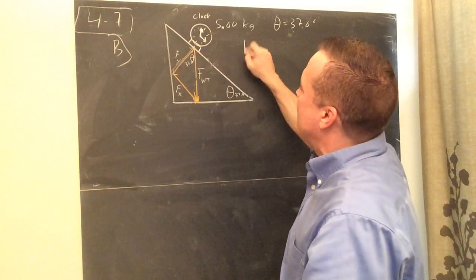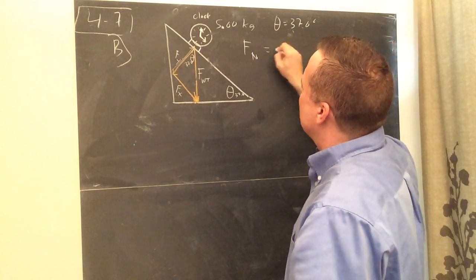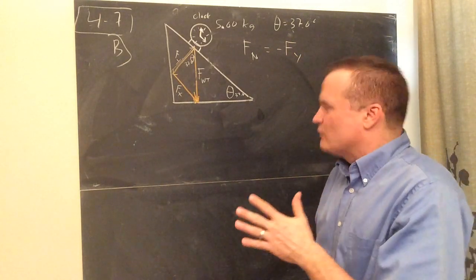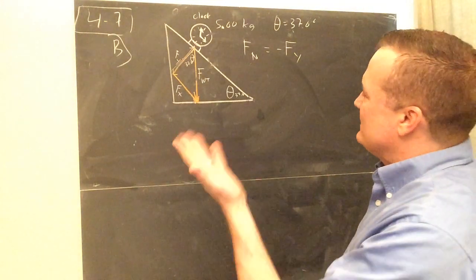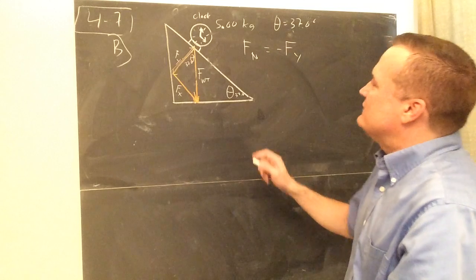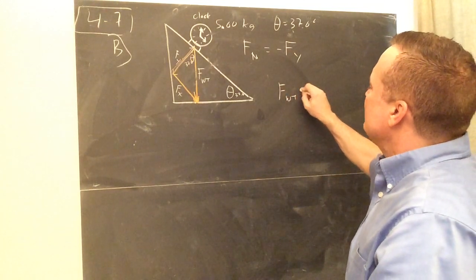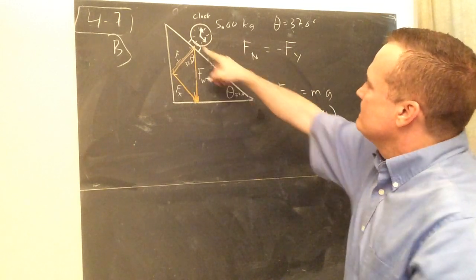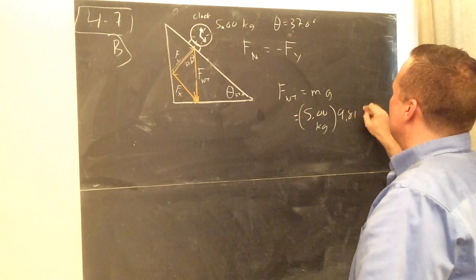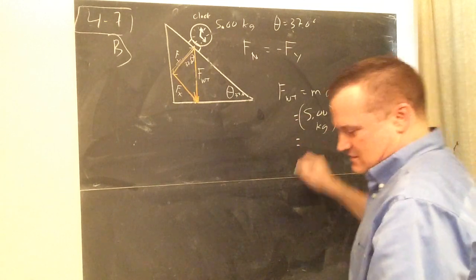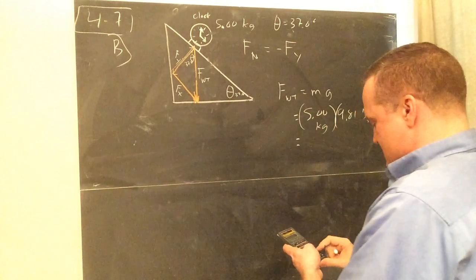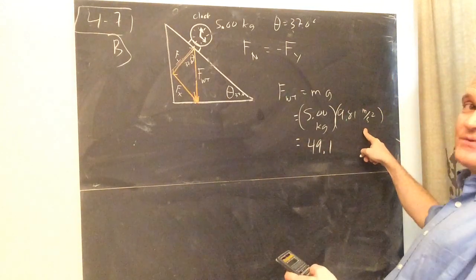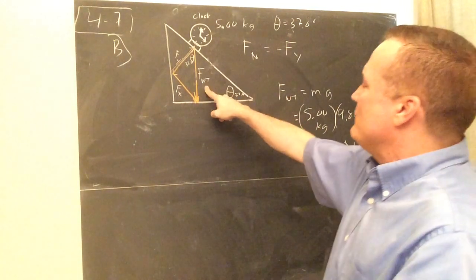F normal should be Fy. I mean, it's the opposite of Fy. As I told you, we're not really doing anything with direction here, so you don't have to worry about making it negative. All right, so here we go. Let's find the normal force. The weight, first of all, the weight of the clock is mg, which is 5 kilograms times g, 9.81 meters per second squared. So about 50, it's 49.1. Kilogram meter per second squared, as I showed you in the last video, becomes newtons.